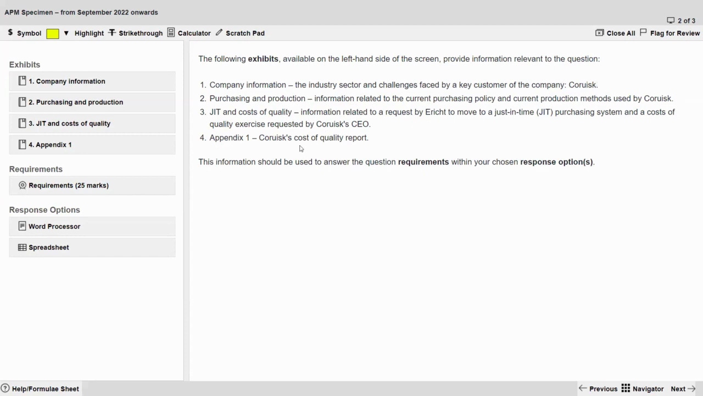Then it says purchasing and production: the information related to the current purchasing policy and current production method used by Corus company. Then it says JIT and the cost of quality: the information related to the request by ERIT to move to a JIT purchasing system and the cost of quality exercise requested by so-and-so, Appendix 1, the quality report. Now, what exactly is the requirement? It says the information should be used to answer the question requirement within your chosen response option.